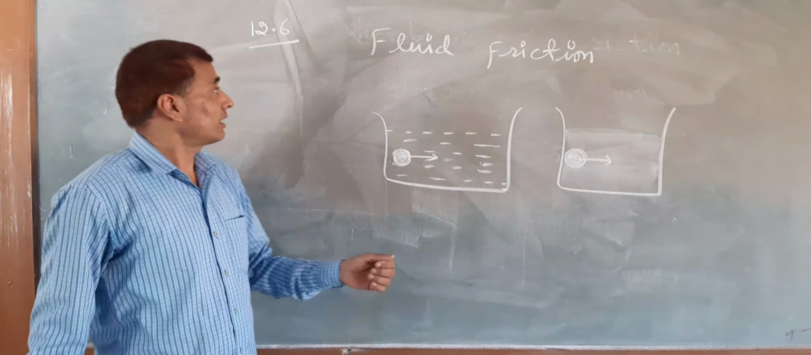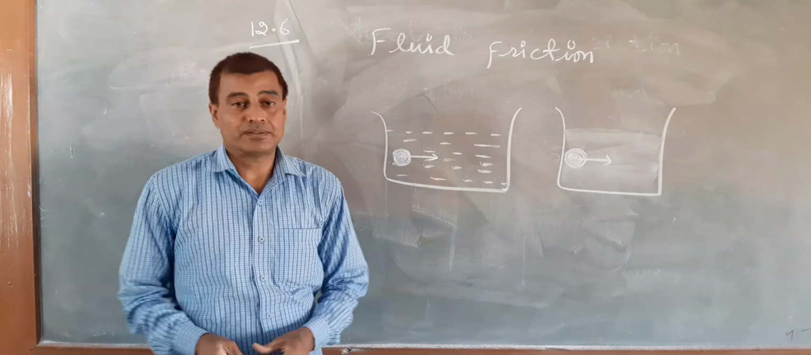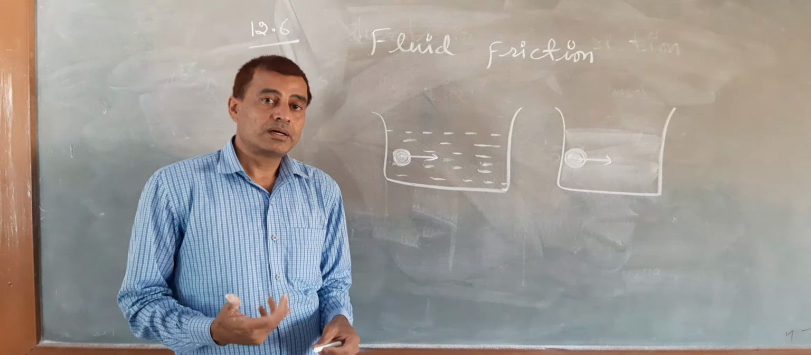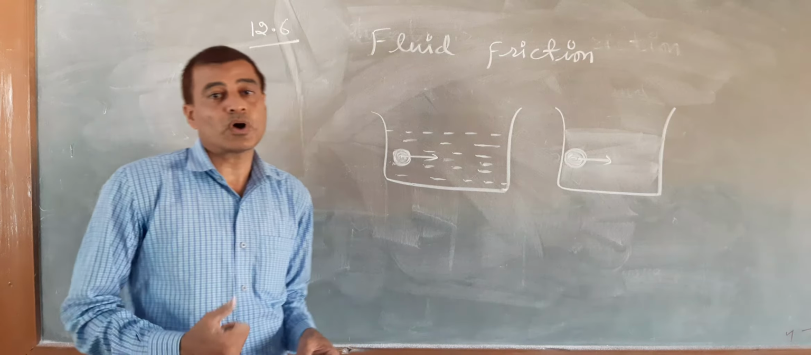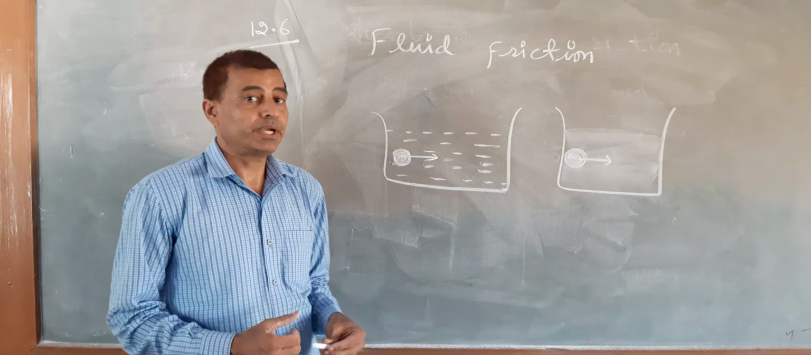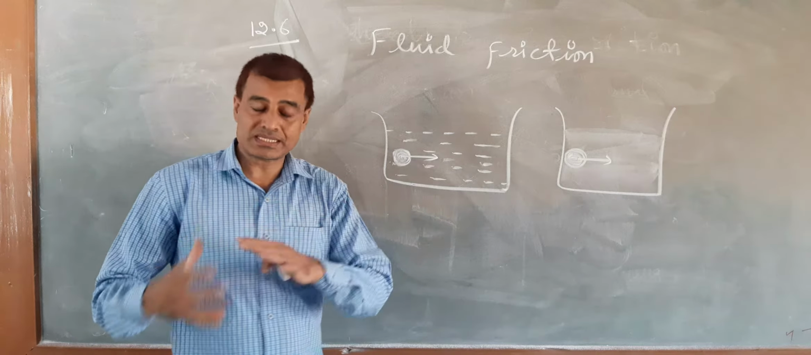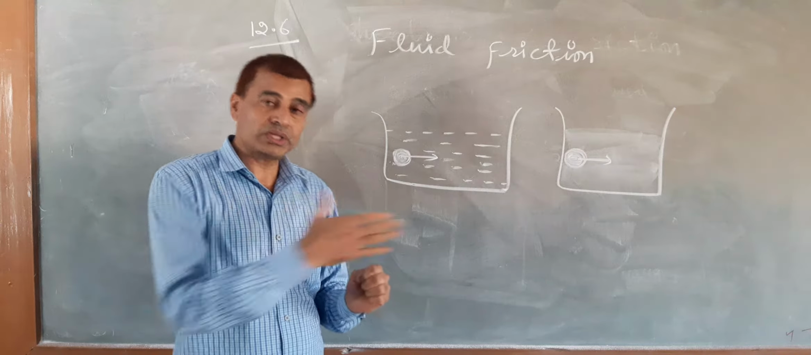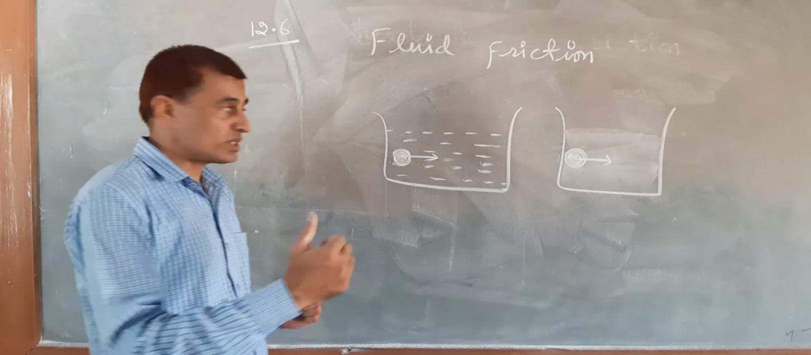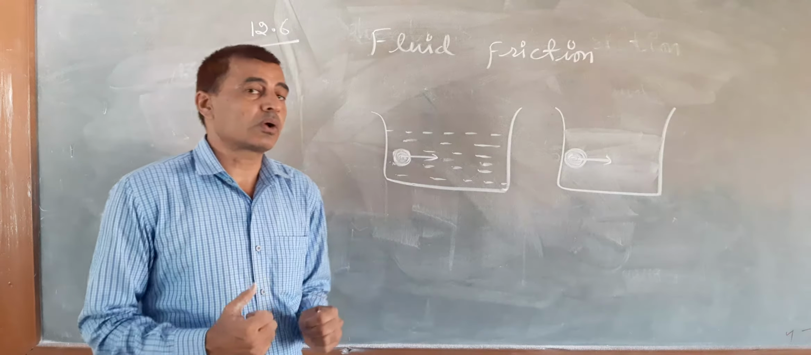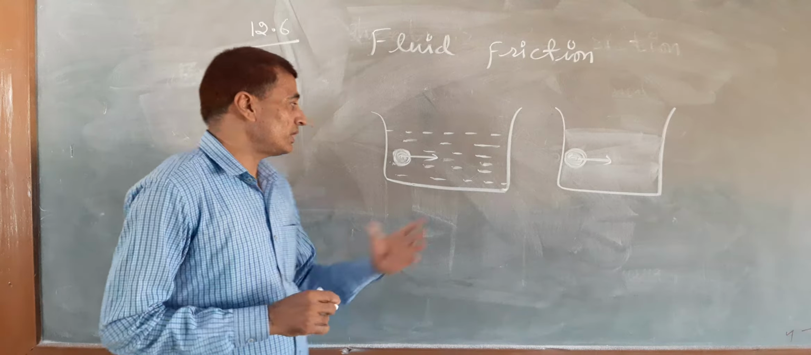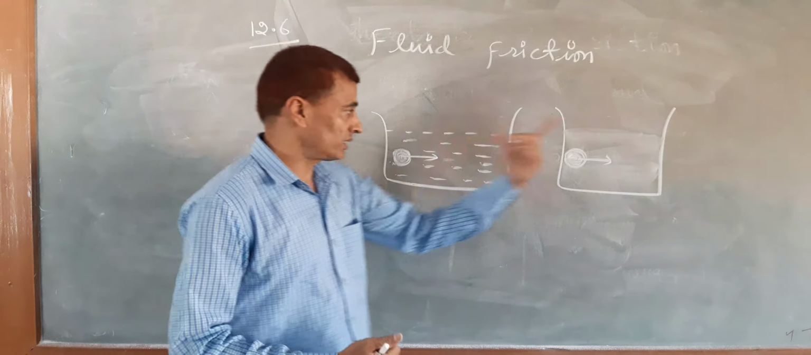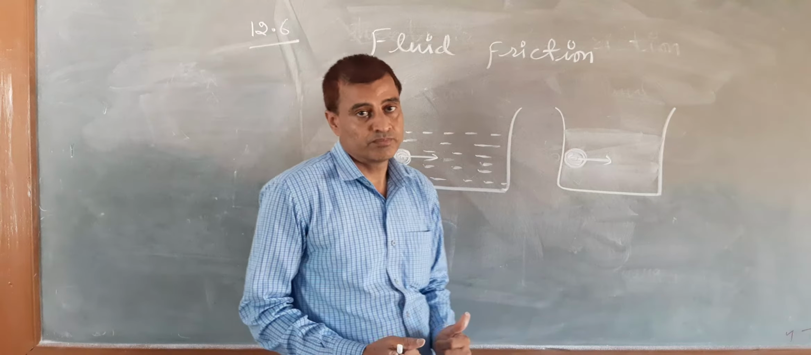Dear children, now our topic is fluid friction. Whether air or water opposes the motion of an object through them. It means liquids and gases are both known as fluids. When an object moves through a fluid, does that oppose the motion of the object or not? To check this, we are doing an activity. This is a container having water. This is another container having honey.